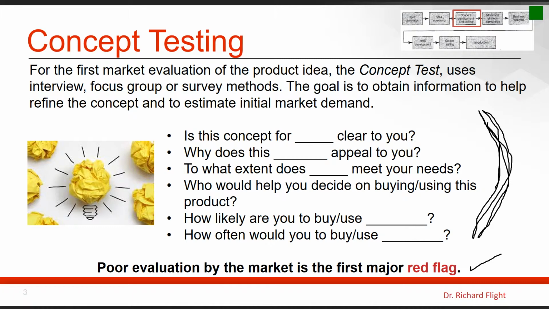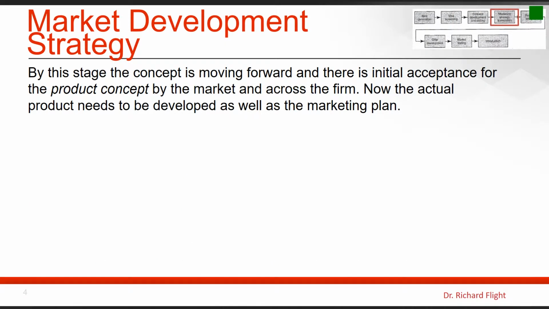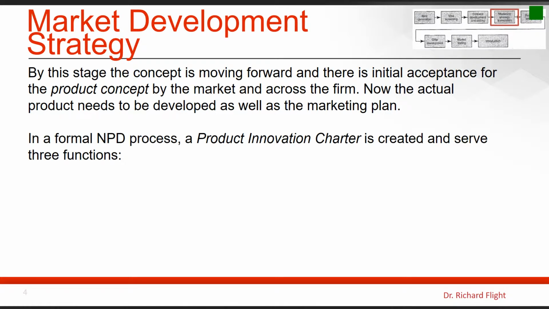Which then leads us to the next step, which is going to be market development strategy. Okay, so by this stage, or by this time, the concept's moving forward. We have initial acceptance for our product concept within the market and also typically across the organization as well. So now we need to start developing the plan more from a marketing and a business perspective.